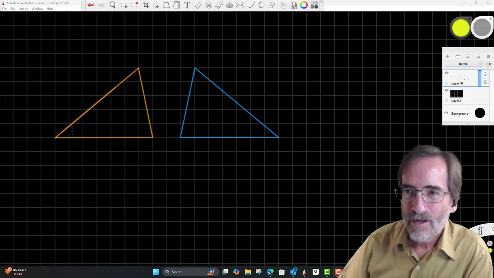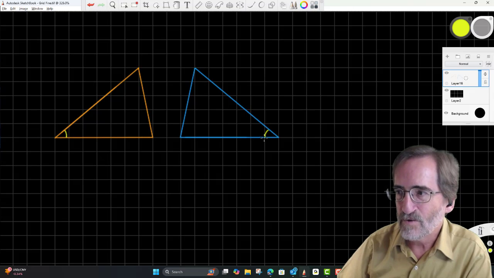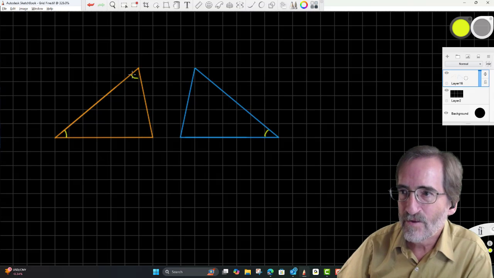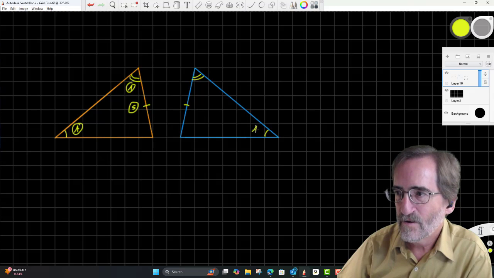Okay? If we say that 2 angles, like these 2 angles are congruent, and these 2 angles are congruent, and one of the sides not included between those are congruent, this would be angle, angle, side. Angle, angle, side.